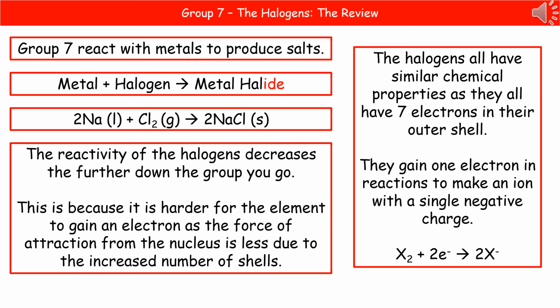If we actually take one of our group 7 elements and react them with a metal, we produce a salt, which is called a metal halide.